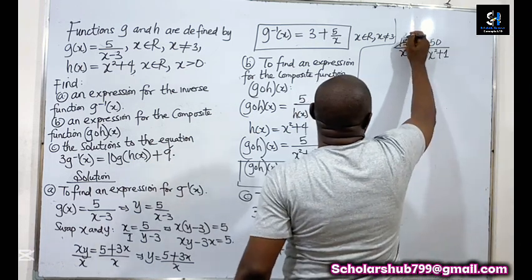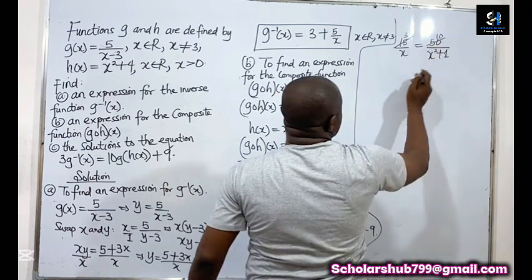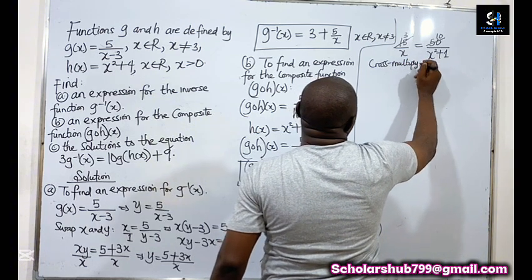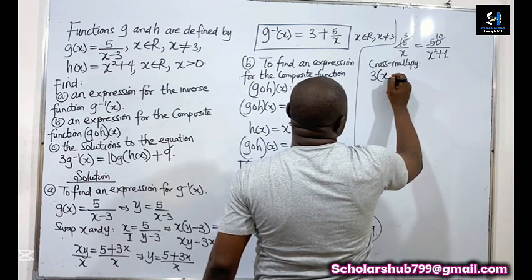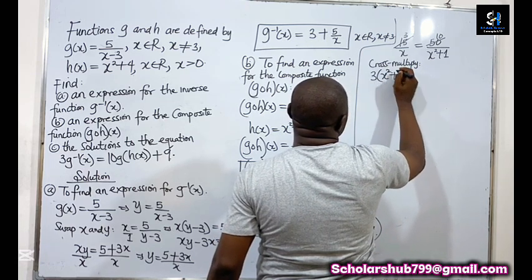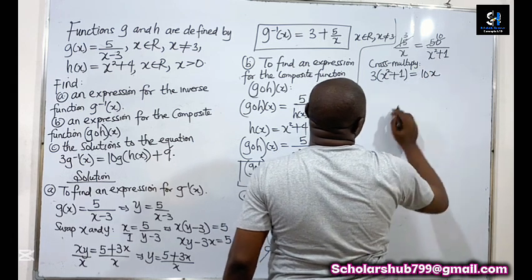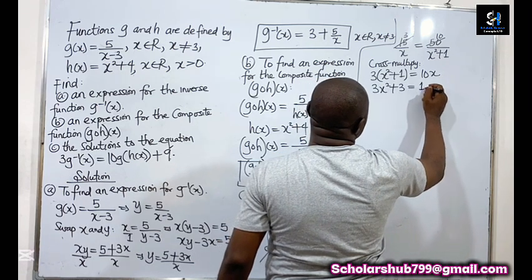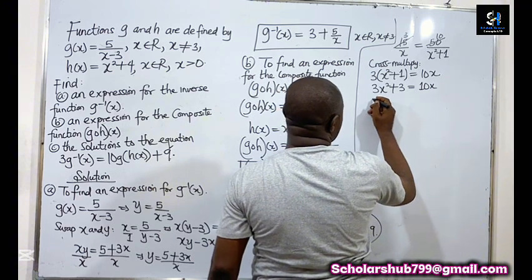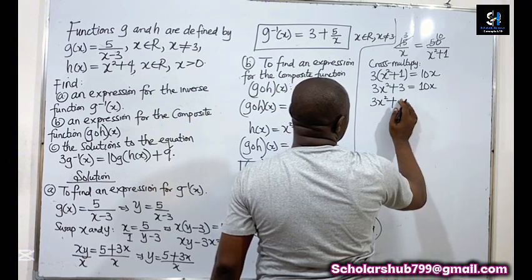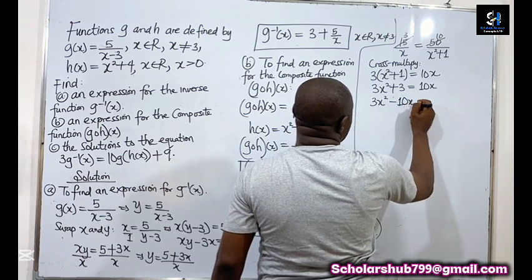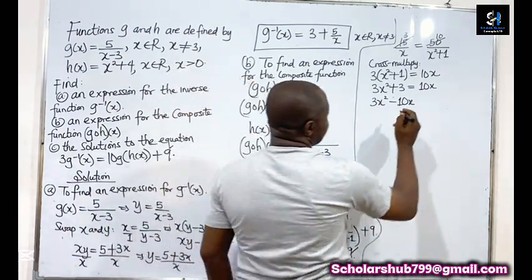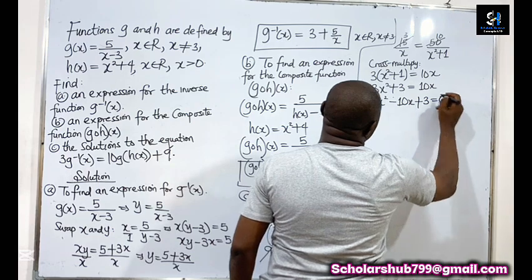I can divide this by 5 to get 3. Divide this by 5 to get 10. Then cross multiply. So this will be 3 parentheses x squared plus 1 equals 10 times x, which is 10x. So that this will be 3x squared plus 3 equals 10x. So I'll carry this over to the left hand side. This will be 3x squared minus 10x, that is when we carry 10x from the right hand side to the left hand side, it becomes minus 10x, then plus 3 equals 0.